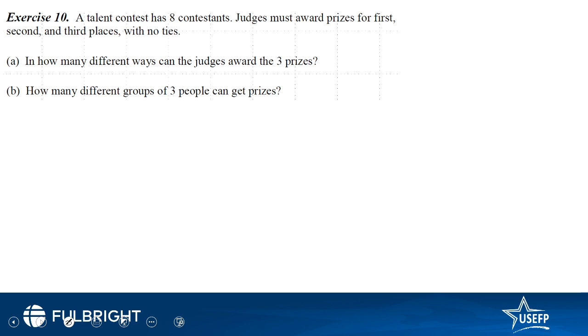And next question. A talent contest has 8 contestants. Judges must award prizes for first, second, and third with no ties. In how many different ways can the judges award the 3 prizes? So is this permutation or combination? They're asking in how many different ways they can award the first prize. Here it is important who's the first person or who's the second person. So here the order is important.